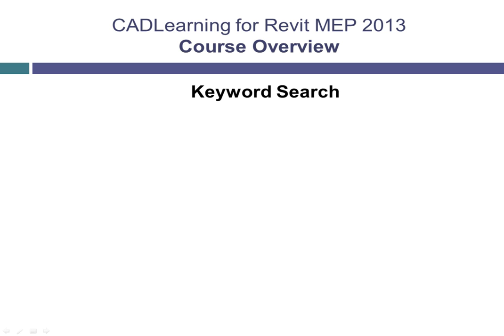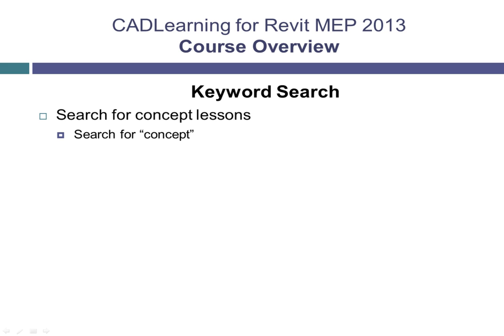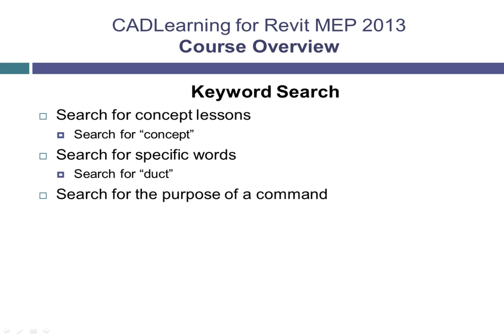As I've mentioned, the course includes keyword search capabilities. For example, if you want to find concept lessons, you can search for the word concept. If you search for specific words, such as duct, you'll find all of the lessons related to creating and modifying ductwork. You can search for the purpose of a command. For example, if you search for the phrase, place a light, you'll find all of the lessons related to placing lighting fixtures into your building model.